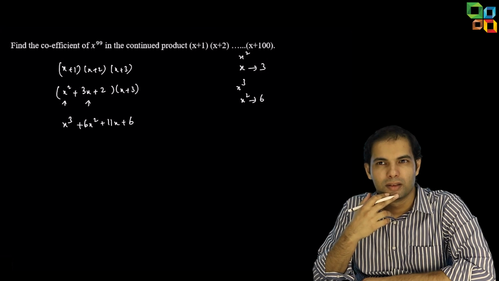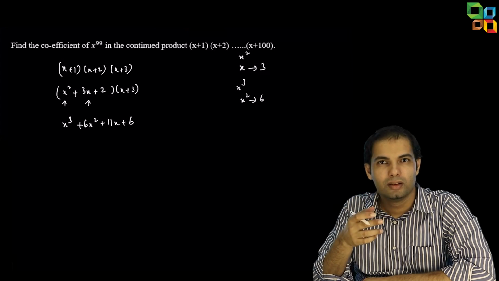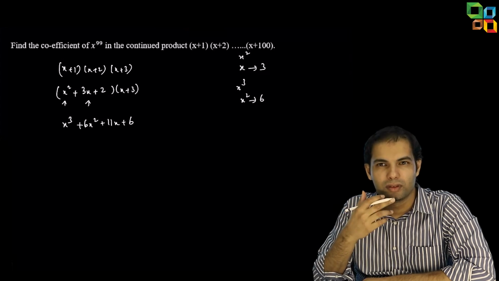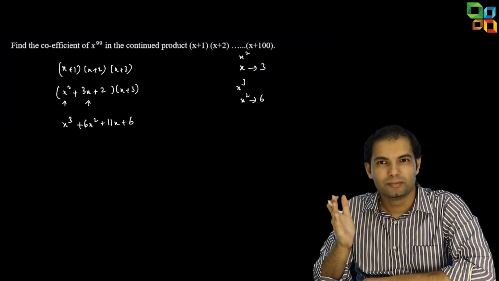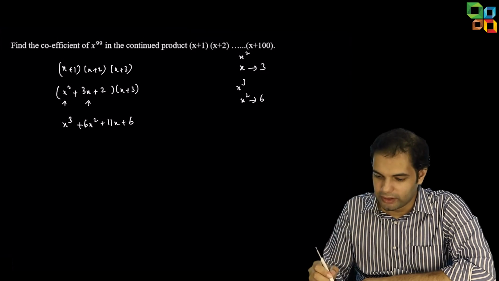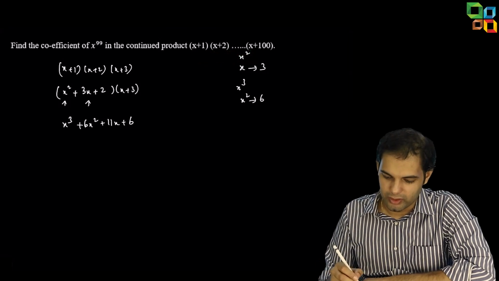First 99 terms. Yes, yes. Sorry, I couldn't follow. 99 terms. So 99 x's I should choose, correct? The rest one can be a number. That's when I get x power 99, isn't it? See, we are multiplying all the terms. If I multiply all x, I'm going to get x power 100. There's no doubt, right? That is one of the terms.